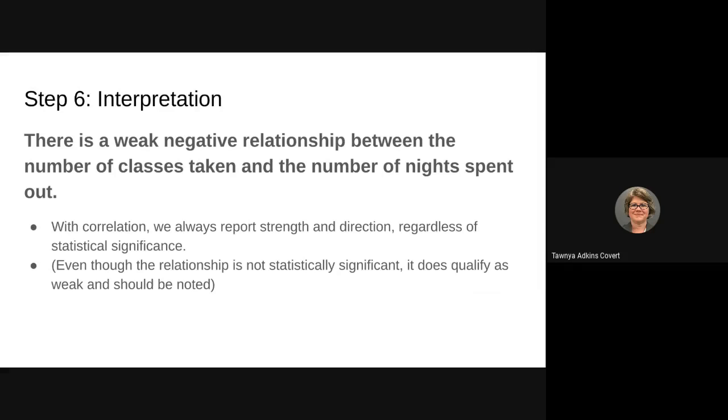Our interpretation, we are going to talk about how there is a weak negative relationship. 0.25 puts us in the weak region. It had a negative sign, which means it's a negative relationship. Still going to include in our interpretation information about the strength and the direction of the relationship. So we report the strength and direction regardless of the statistical significance. It does qualify as weak. That should be noted. Okay.